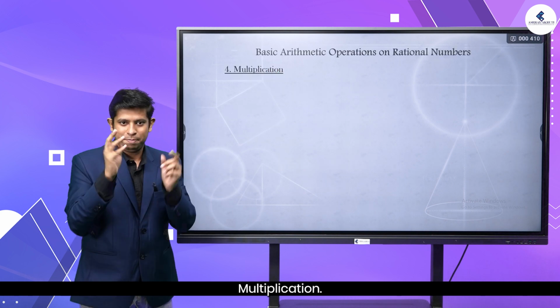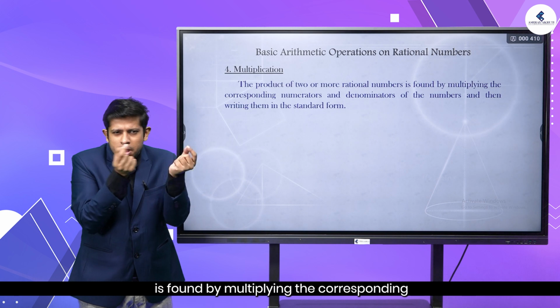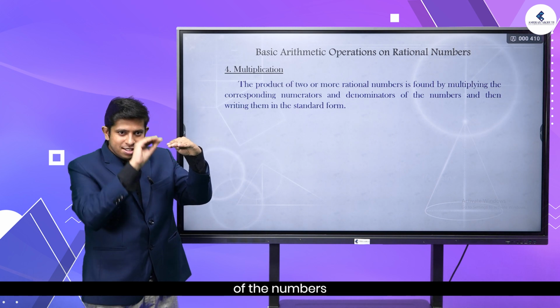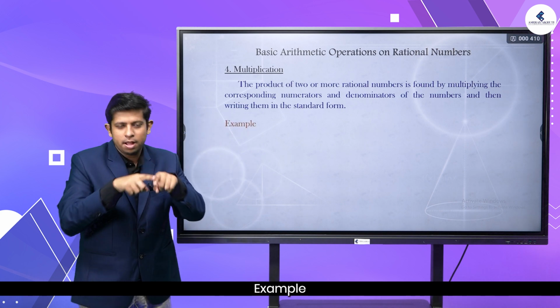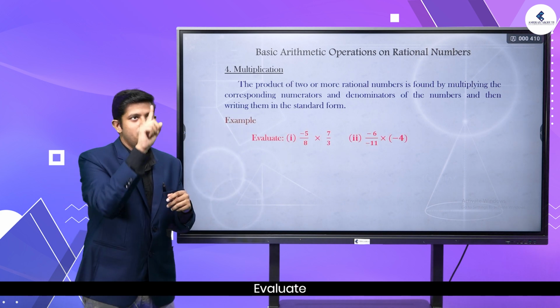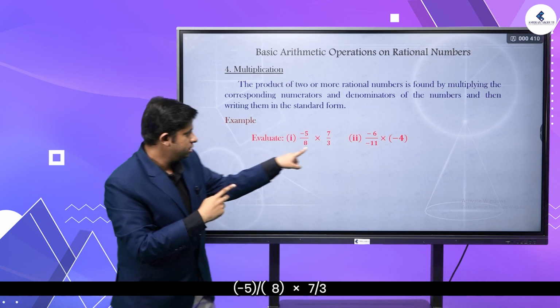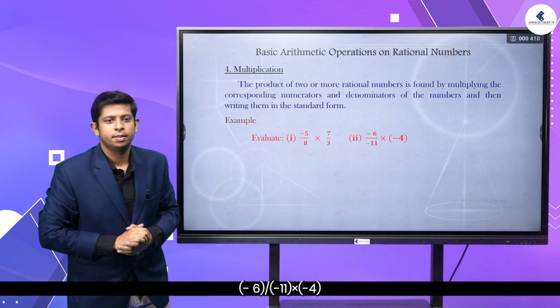Multiplication. The product of two or more rational numbers is found by multiplying the corresponding numerators and denominators of the numbers and then writing them in the standard form. Example. Evaluate minus 5 by 8 into 7 by 3. Second, minus 6 by minus 11 into minus 4.